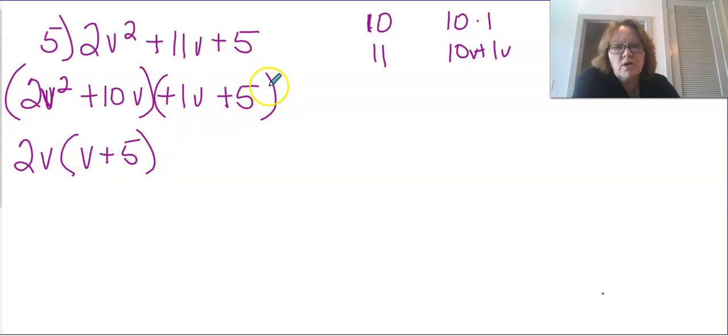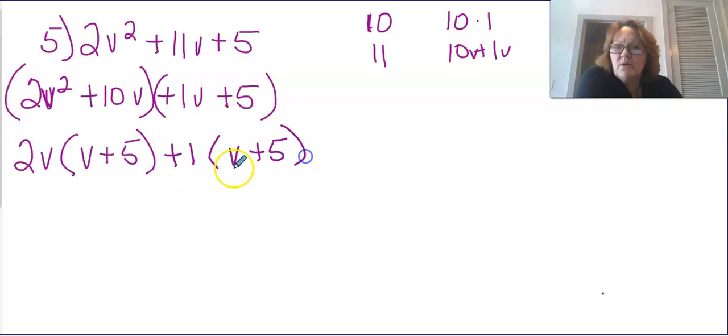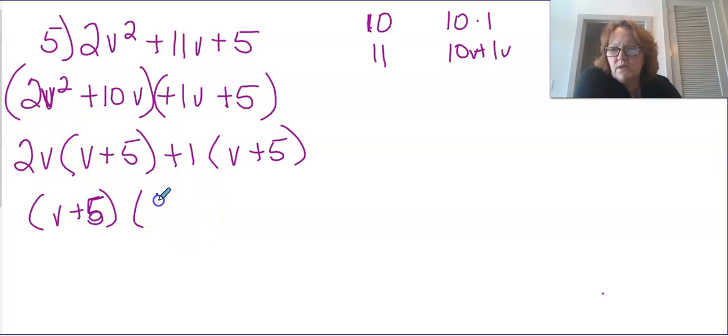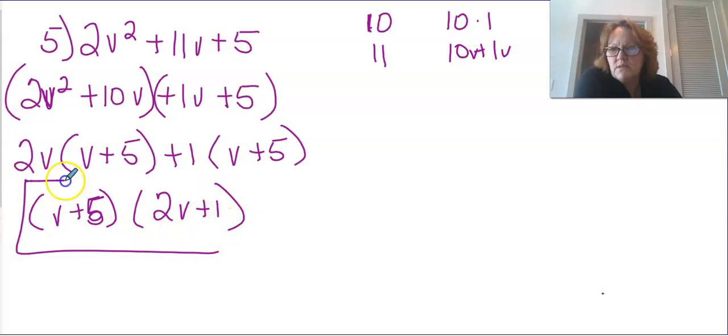And then remember, you can always take out a 1. You have to take out something. So let's take out a 1, v plus 5. These two match, so my first binomial is v plus 5. And my second binomial is 2v plus 1. Okay, so that's the answer there.